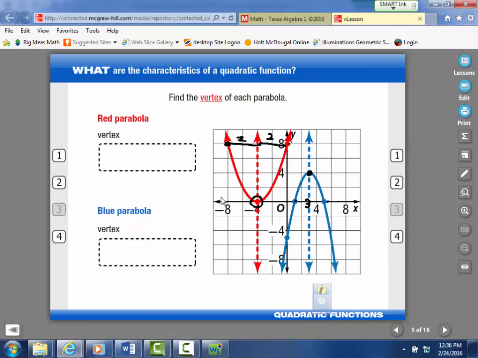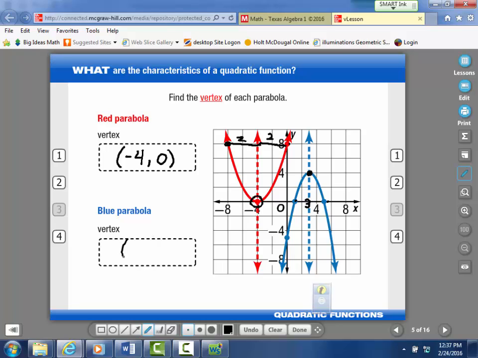Now let's take a look at where our vertex is located. We already said the axis of symmetry was going through our vertex. This one's located at -4, 0, which just happens to also be our x-intercept. But that doesn't always happen, as we're going to see in just a minute. So -4, 0 is the vertex here, and then over here on our blue one, we came over 3 and up to 4. So that one's going to be 3, 4.